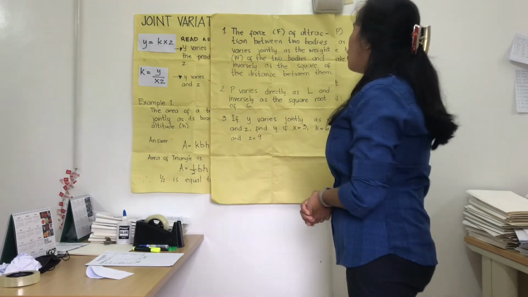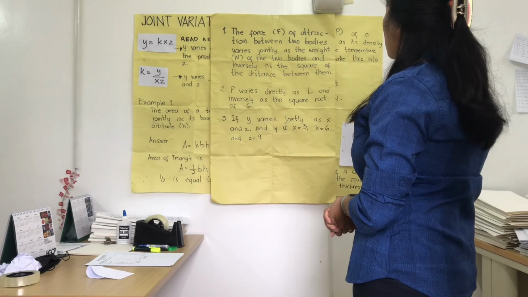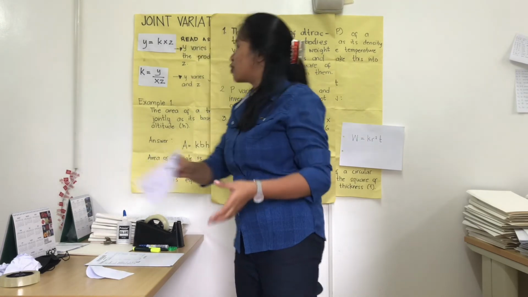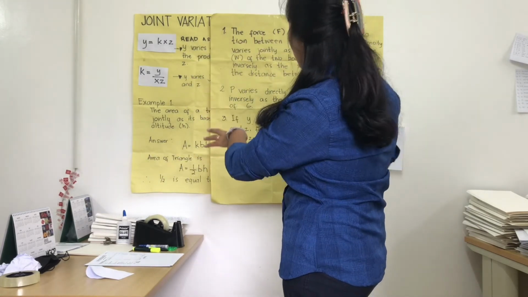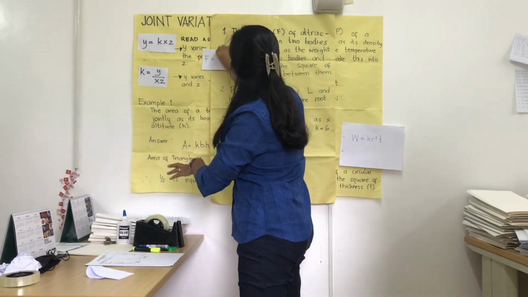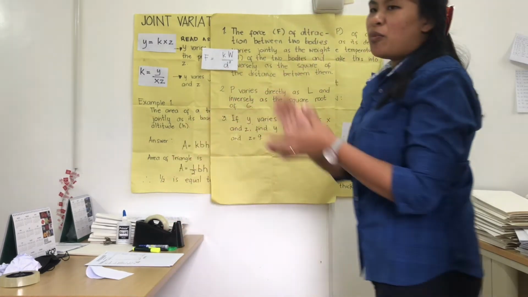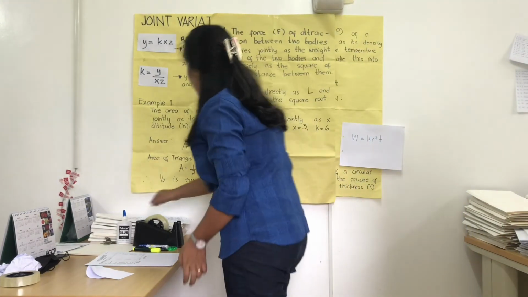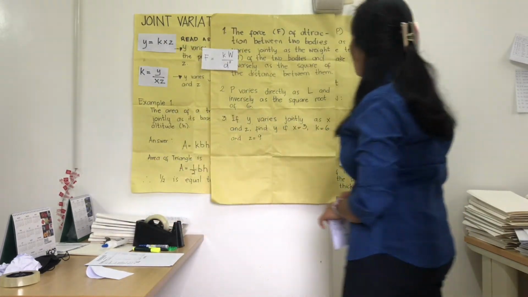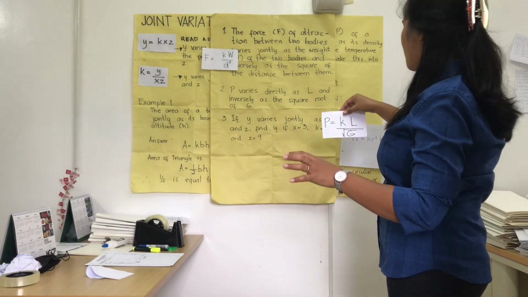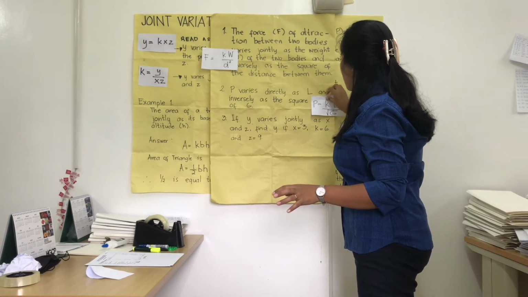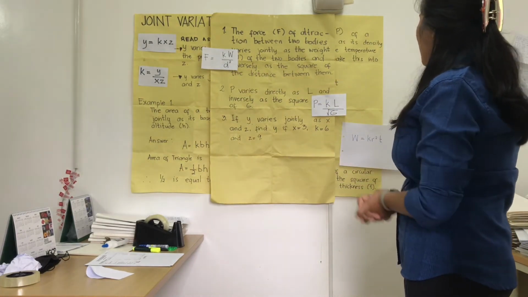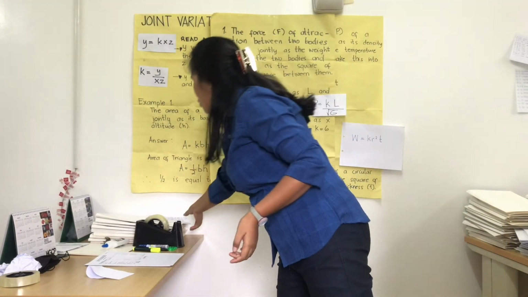So, number 1, the force F of attraction between 2 bodies varies jointly. What is your answer? Group 1, let's check if your answer is correct. Okay, group 2. All right, very good. Both of you have answered it correctly. So, number 2, what is the answer? P varies directly. Let's check if your answer is correct. All right. Very good, both groups.